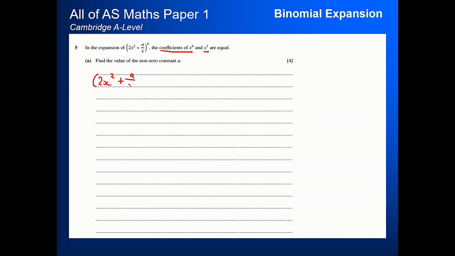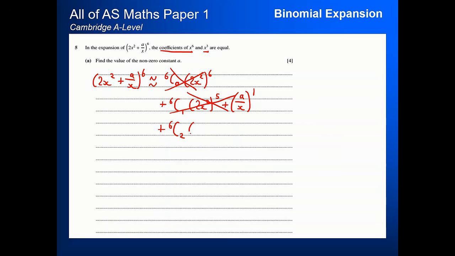So (2x squared plus a over x) to the power of 6 is approximately equal to 6 choose 0, just using the formula here, 2x squared to the power of 6. That's not going to be a term that works because we get x to the power of 12. So let's keep going. 6 choose 1, 2x squared to the power of 5, times a over x to the power of 1. Here we get x to the power of 10 with x at the bottom, so x to the power of 10 divided by x is x to the power of 9, so that's not going to work. Let's look at our next term.